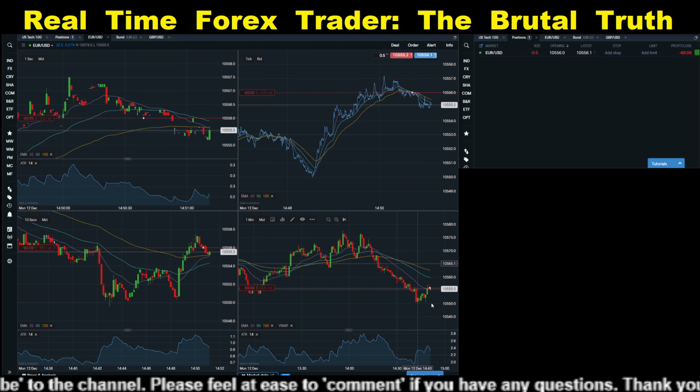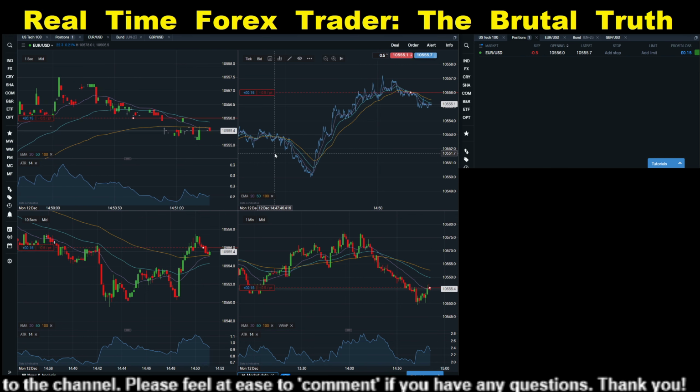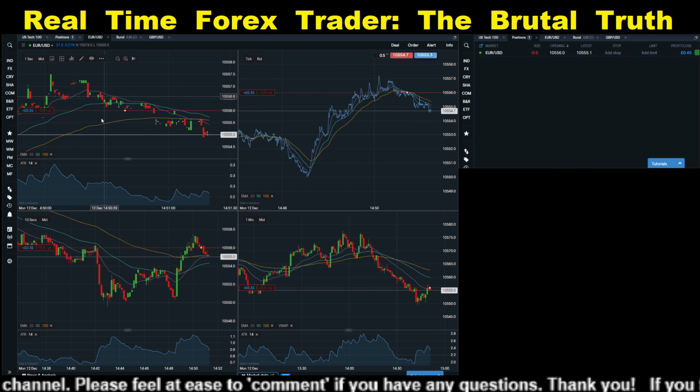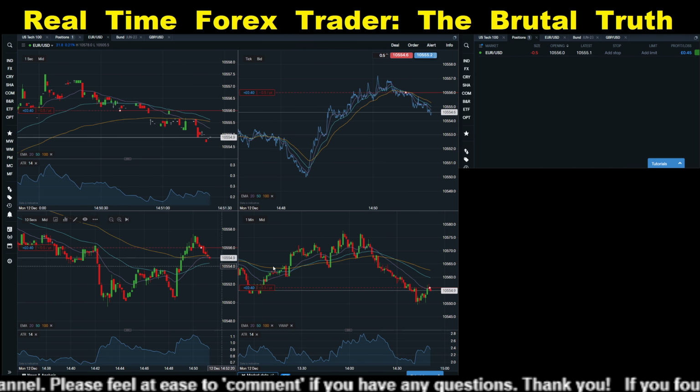We're here trading euro dollar in London. This is the IG platform. We've got one short on at the moment. This is the tick chart: 1 second, 10 seconds, 1 minute.